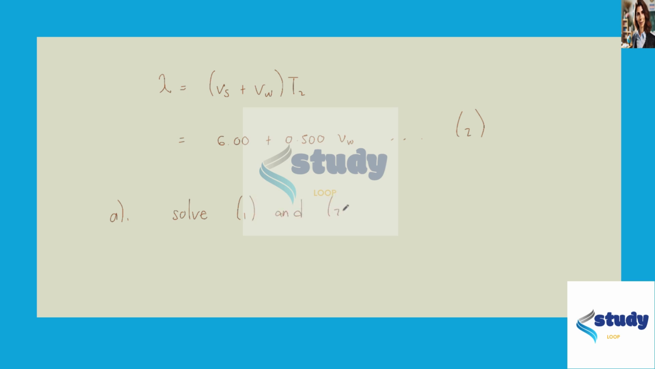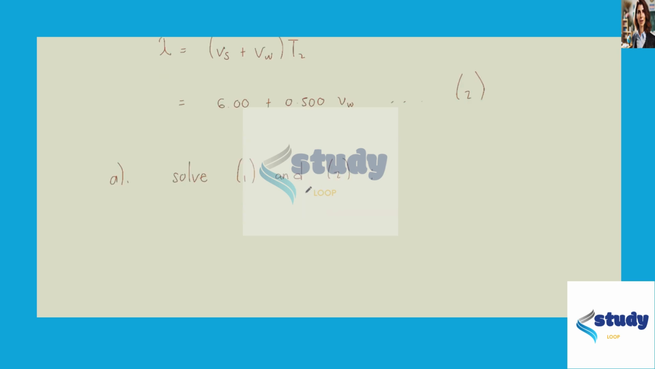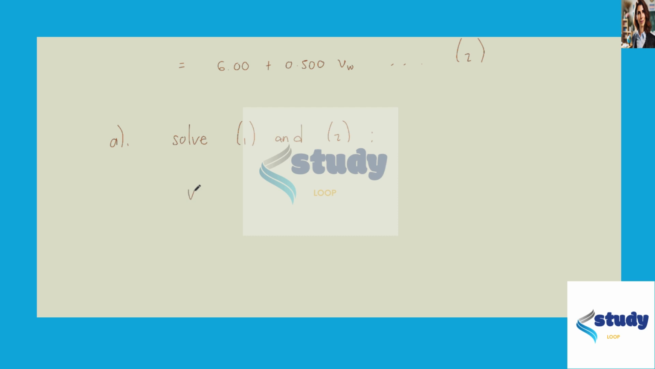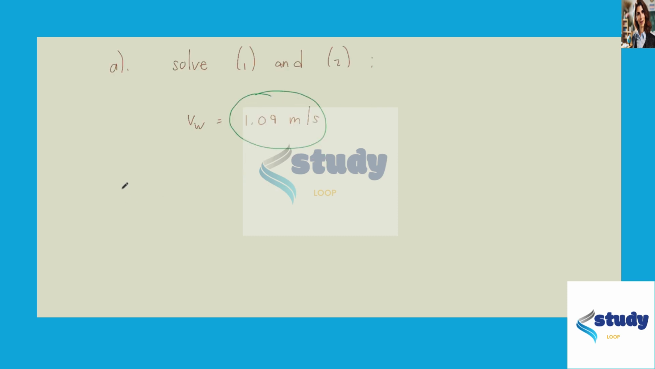So if we solve 1 and 2 by subtracting equation 2 from equation 1 and solving for Vw, we get the speed of the wave Vw to be 1.09 meters per second. Now that we have the speed of the wave, we can find the wavelength lambda. So going back to equation 1, and we substitute the value for Vw back, we get lambda is equal to 6.55 meters.